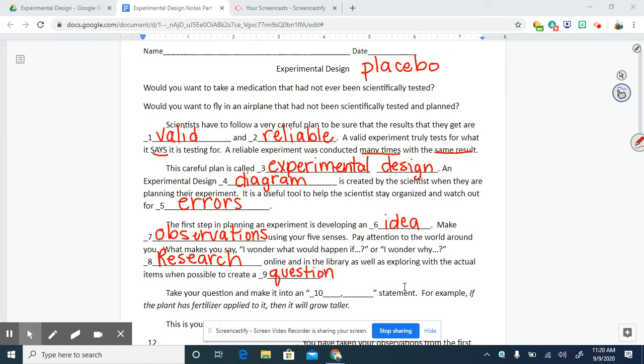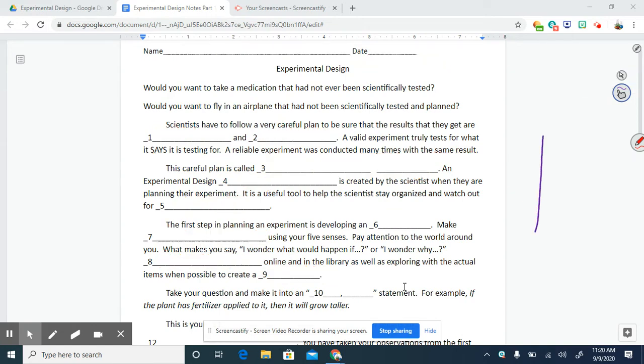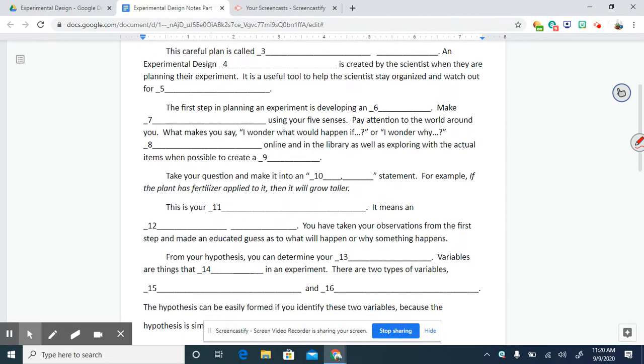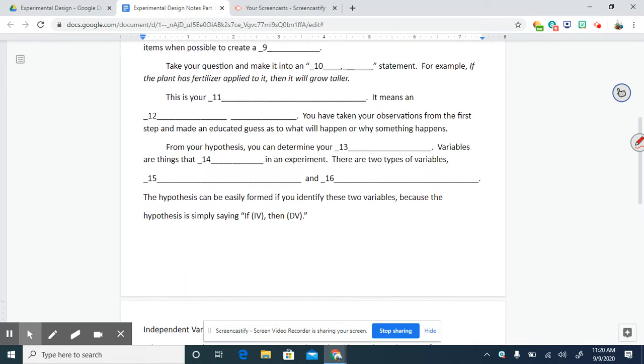I'm going to erase and scroll up now. So give me just a second. Make sure you're pausing and all that stuff as needed to get things done.